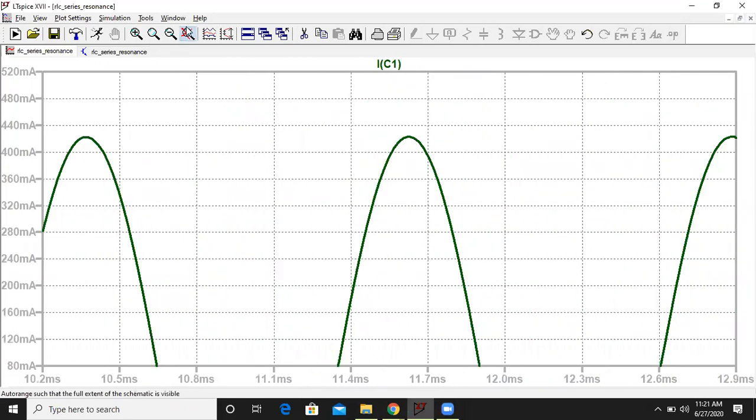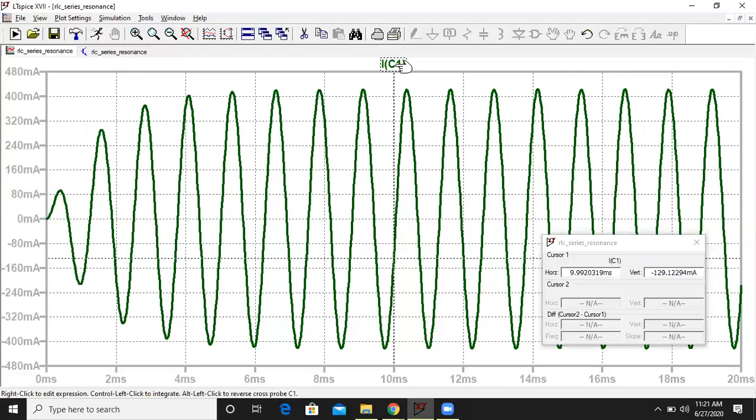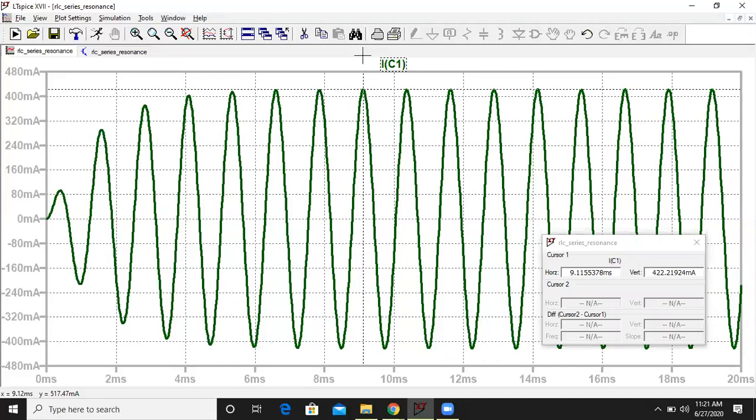So what you do is you left click on this. You'll get a cursor. Move the cursor to the highest value, the peak value. Automatically, on the left hand side, you will get this number.